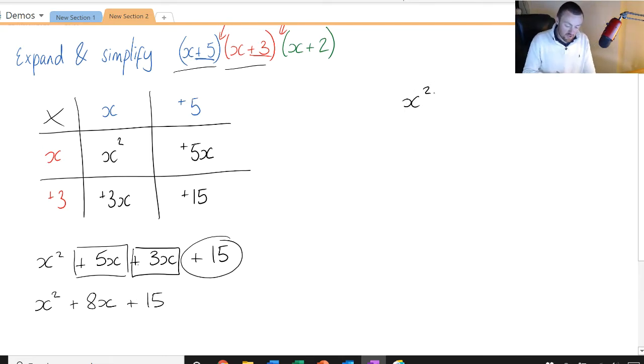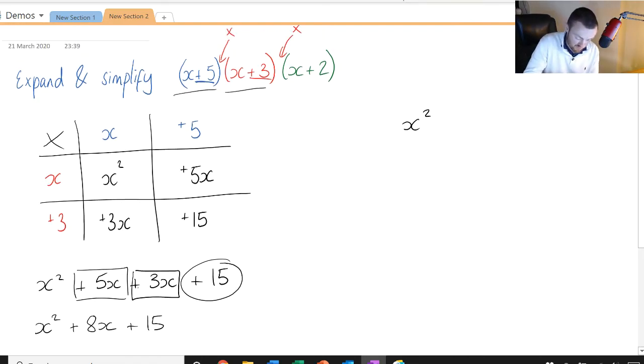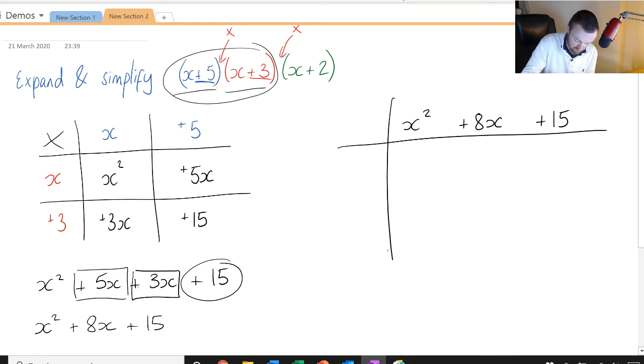We are then going to use our answer, because what we've done there is we've expanded these two brackets and got x squared plus 8x plus 15. We are now going to multiply that whole answer by the third bracket, or whichever bracket you have not yet used, if you didn't do the first two brackets together, multiply them together.